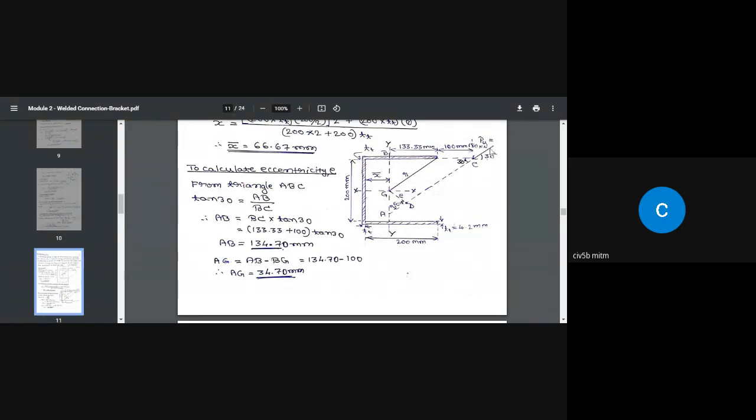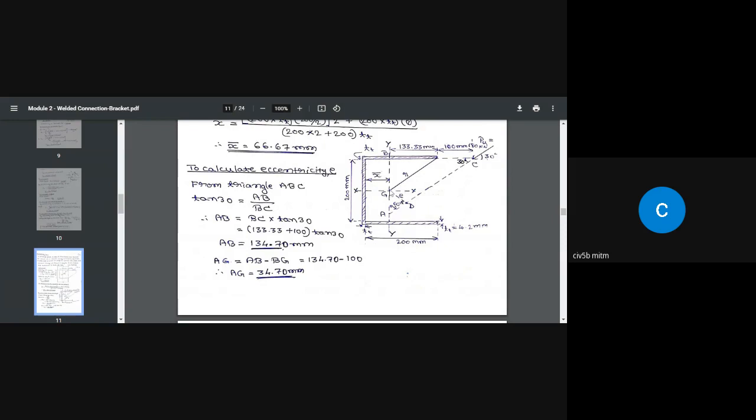Because when you need to find out the eccentricity, as I said, the eccentricity is measured by drawing a perpendicular line from the centroid to the line of action of the load. Because this is inclined, extend this line from G and draw a line perpendicular to the line of action of the load. So this is the eccentricity we need to find out. To find this eccentricity in this triangle, we need AG. I found the AG value, which is 34.70 millimeter.